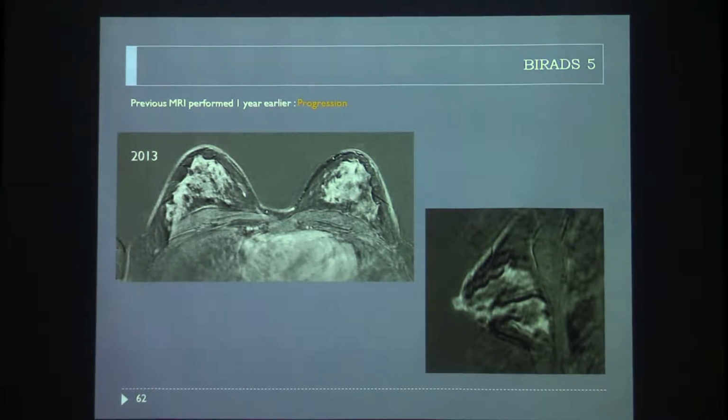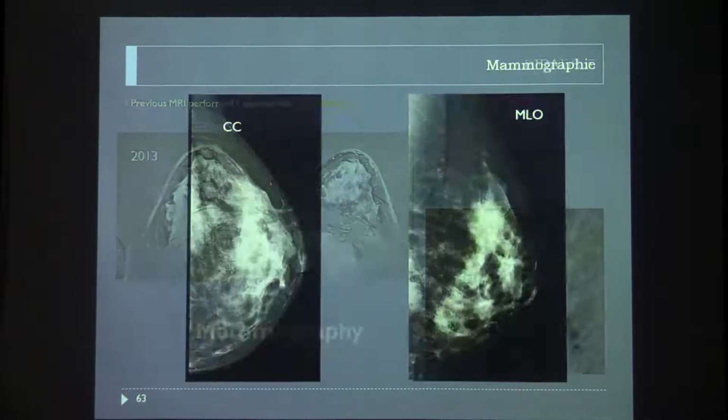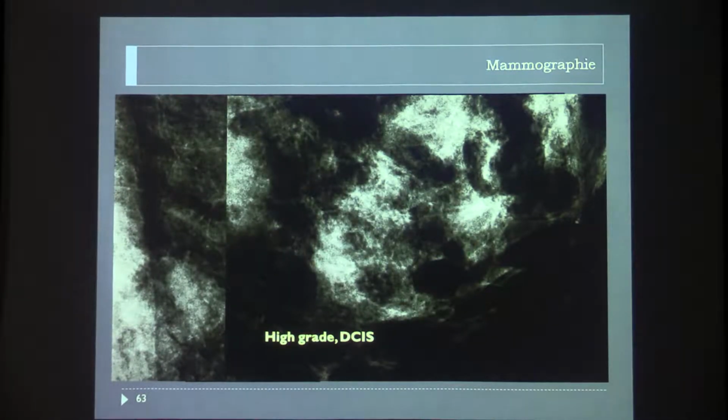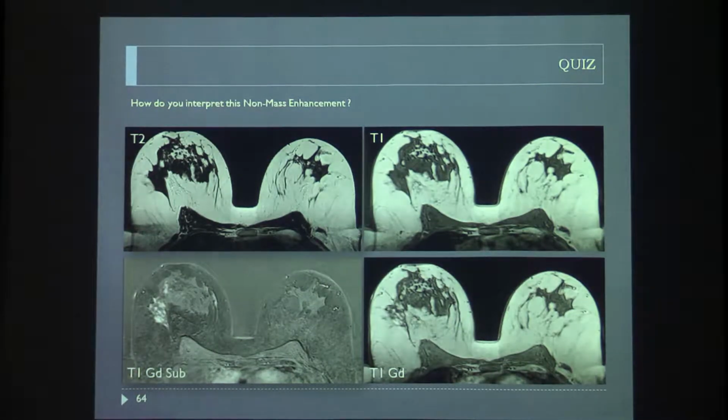If I show you the previous MRI performed 1 year before during the screening, she had nothing. So this evolution, this progression, pushes you to classify that as BI-RADS 5. And you have to perform mammography to look at whether there is microcalcification. She has very small microcalcifications. I'm not sure you can see that on the screen, but she had some microcalcifications here. We performed a macrobiopsy and she had DCIS, high-grade DCIS.